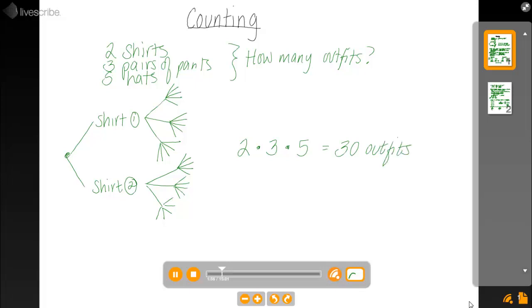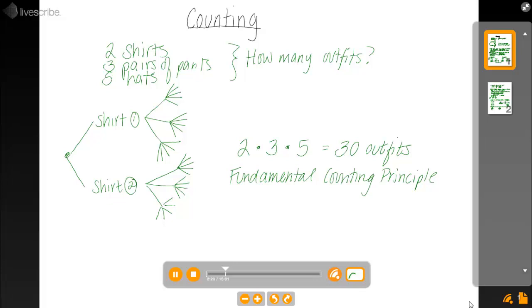So this is the simplest type of counting problem. This is using something called the fundamental counting principle. And all that principle says is that if you're given a certain number of options within each category, all you do is multiply the number of options within each category together to get your total number of outfits or meals or number of ways to get from point A to point B, whatever that is.